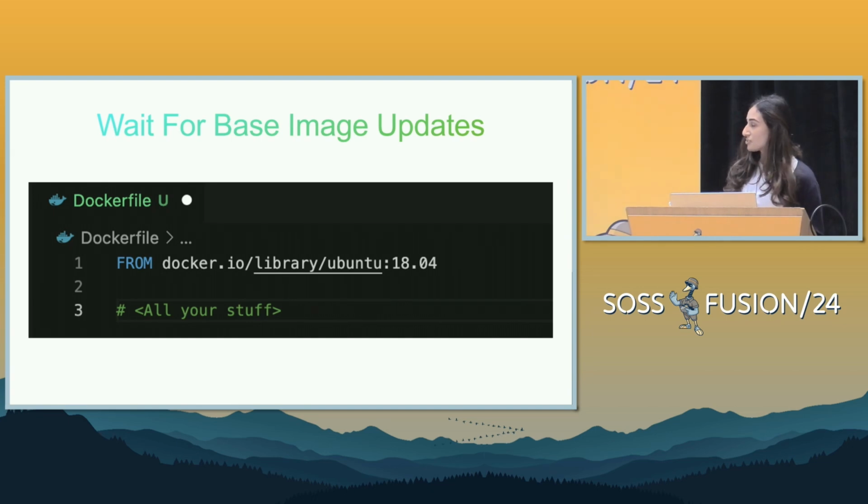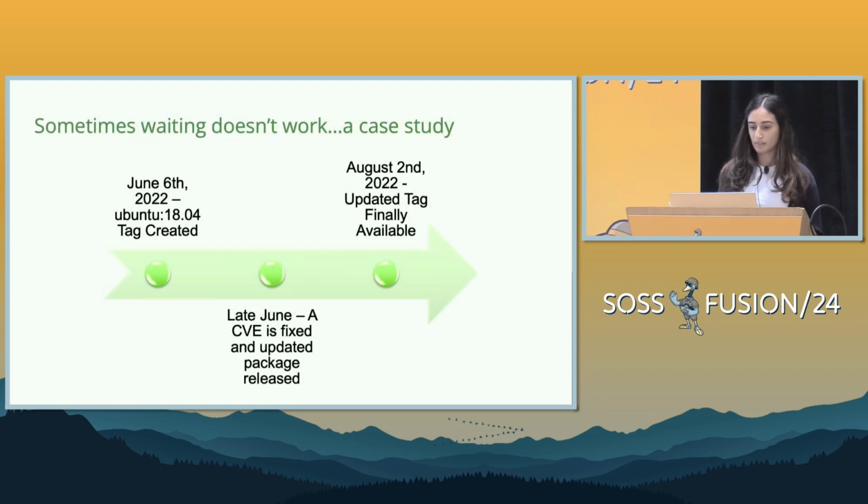Another option is to wait for base image updates. So we would just wait for a new updated version to be released. But with this approach, we don't know how long it could take for an update to be released, and it can also take away control from you as a developer or a user of the image. And sometimes waiting doesn't always work. So if we take a look at this case study, we can see it took almost 2 months for the Ubuntu 18.04 tag to become available. And when it comes to security, 2 months can be a very long time.